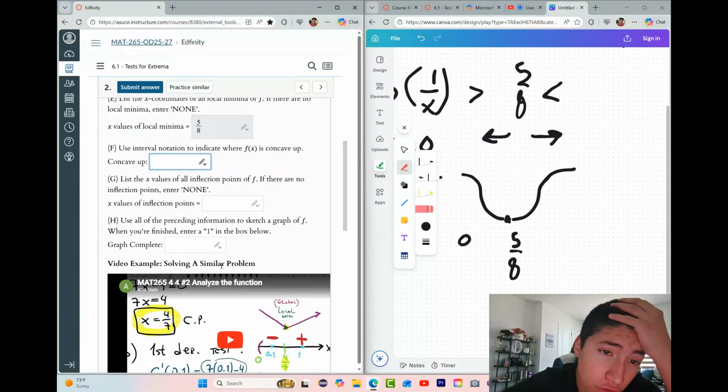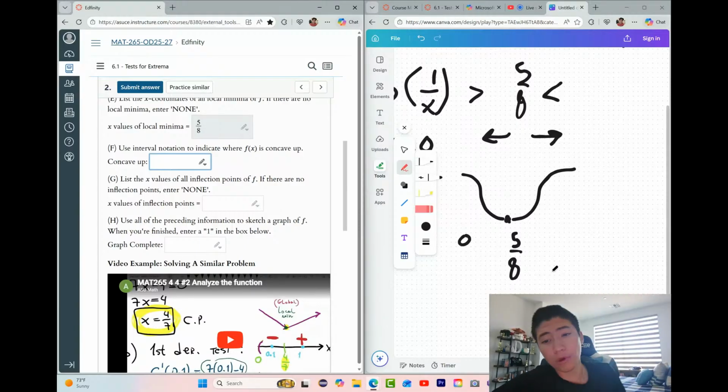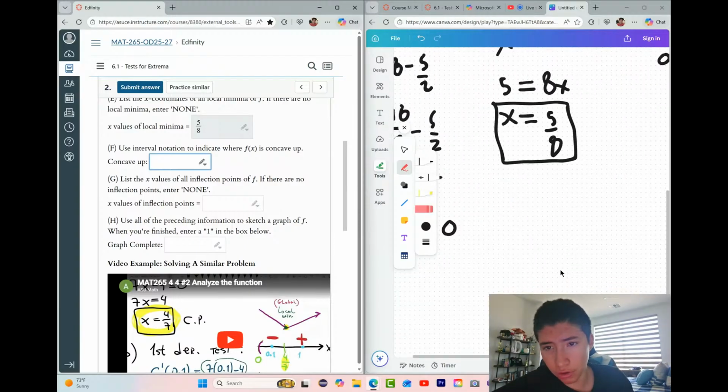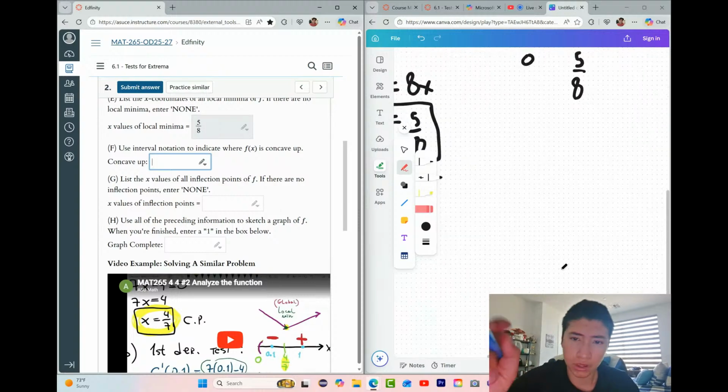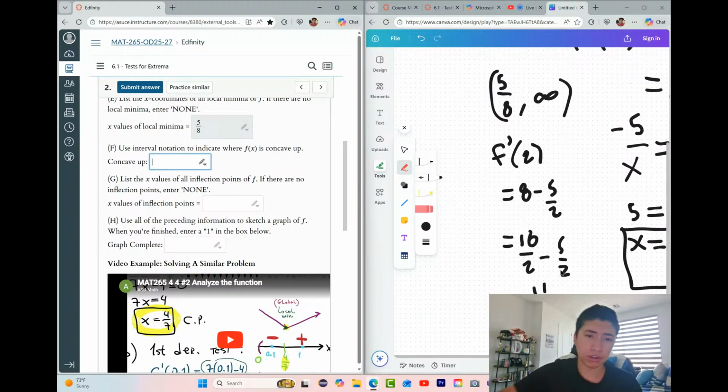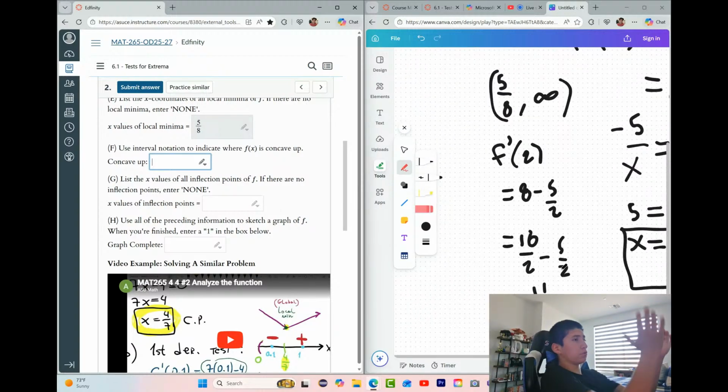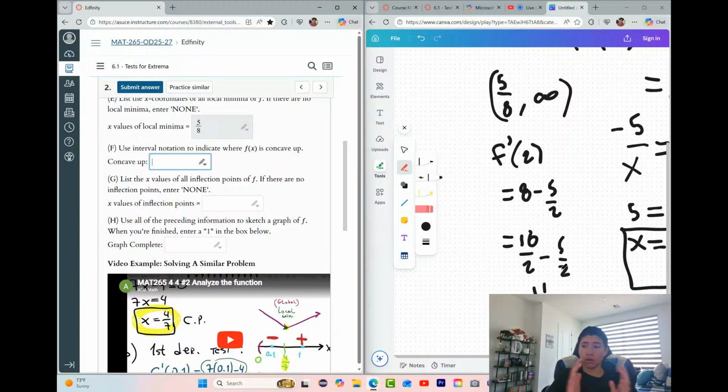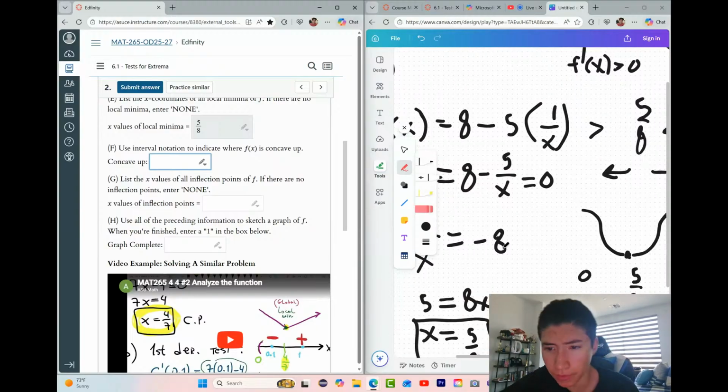It was interval notation to indicate where f of x is concave up. So here we have to go to the second derivative now, because concave up looks like a cup, and concave down looks like an upside down cup. So let's do it. I really have no idea what I'm talking about, but it's okay.